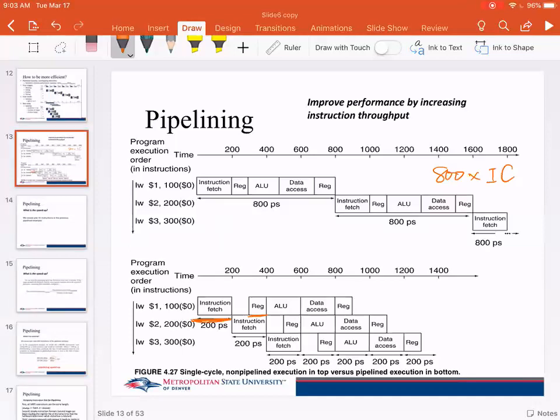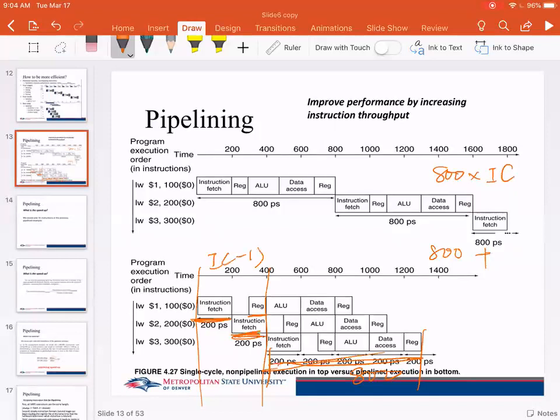And then the shorter version is actually using the last time period. The last whole time period is still 800 ps, plus an amount that depends on how many instructions you have. If you have 3 instructions, then you need 2 additional 200. If you have 10 instructions, then you will need 10 minus 1. So this is like IC minus 1 times 200, right?